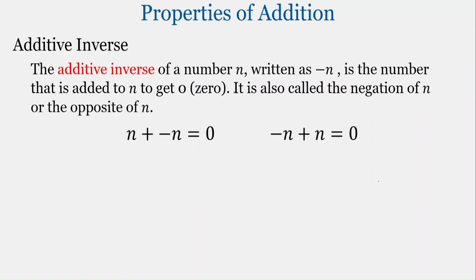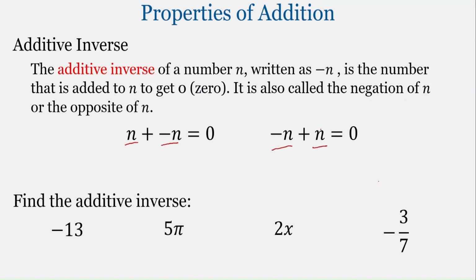Another property of addition is the additive inverse. The additive inverse of a number n is the number that is added to n to get 0. It's also called the negation of n, or the opposite of n. And we talked about opposites in the last lesson. So if we have n, its additive inverse, or its opposite, is negative n. If we start with negative n, its additive inverse, or opposite, would be n.